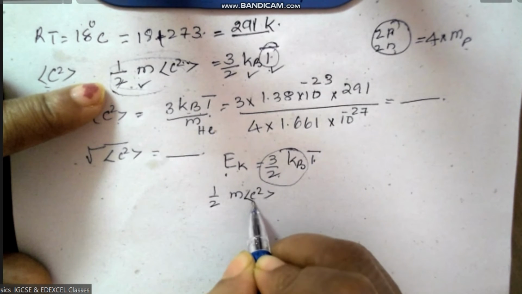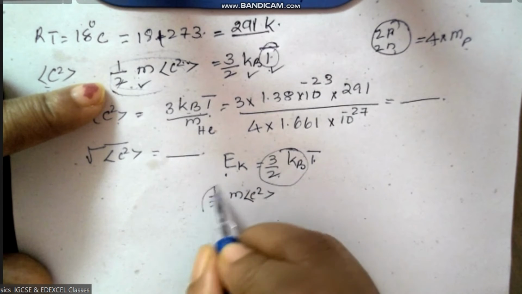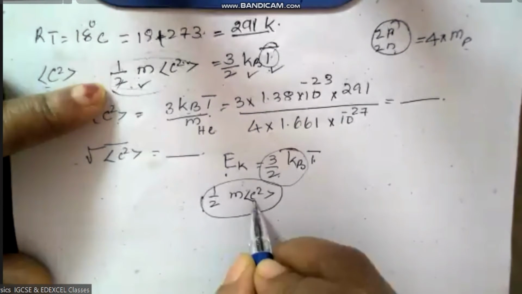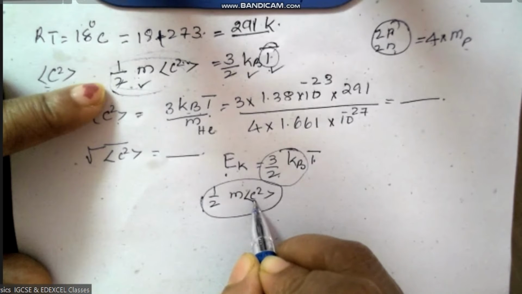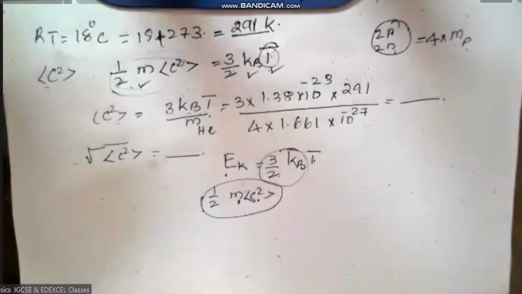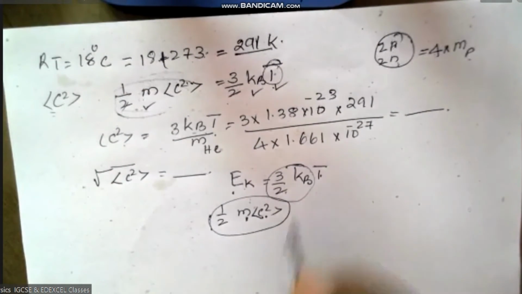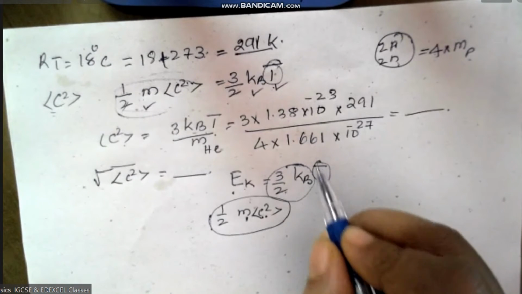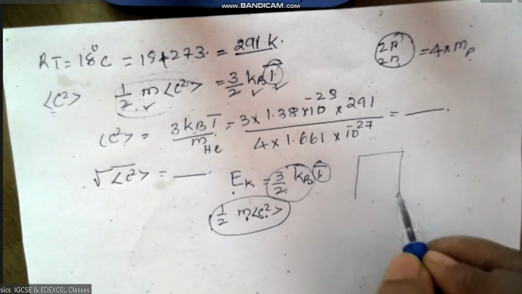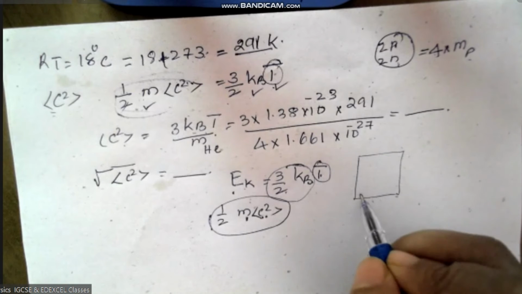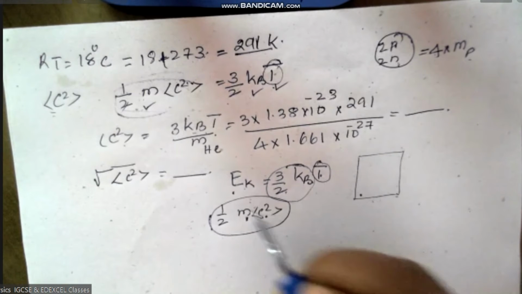What is this? Kinetic energy is equal to 3/2 kB T. This is a constant. So at the same temperature, same kinetic energy. But what is different? Half mc square. Kinetic energy is the same, but if a bigger molecule has more mass, C square will be less.